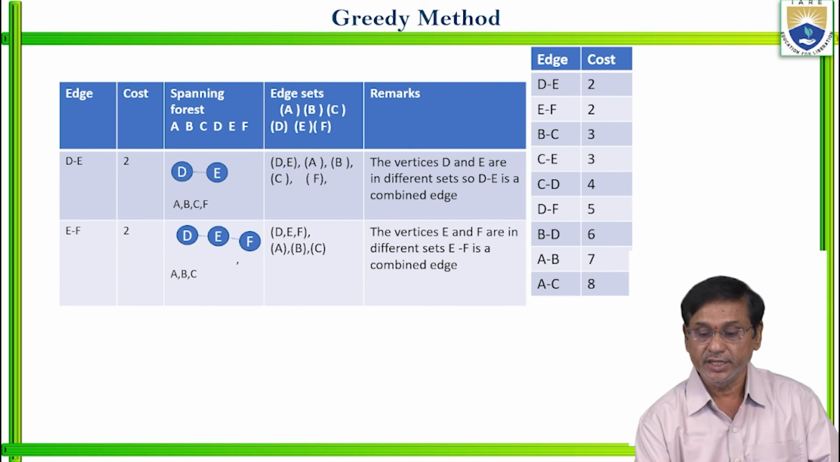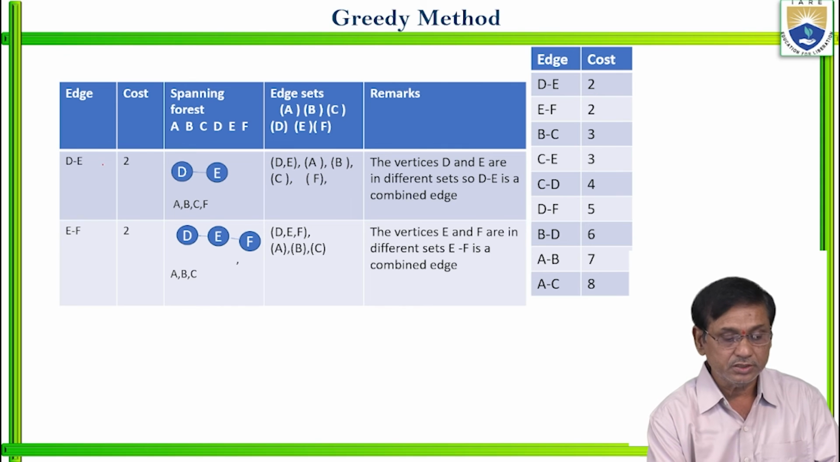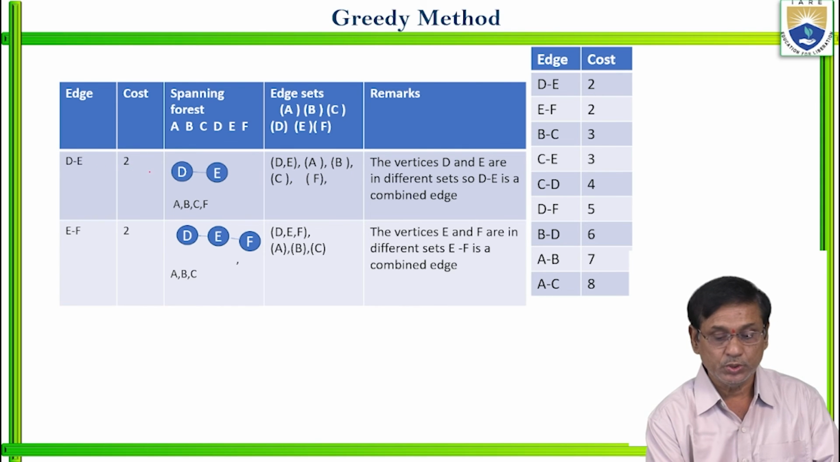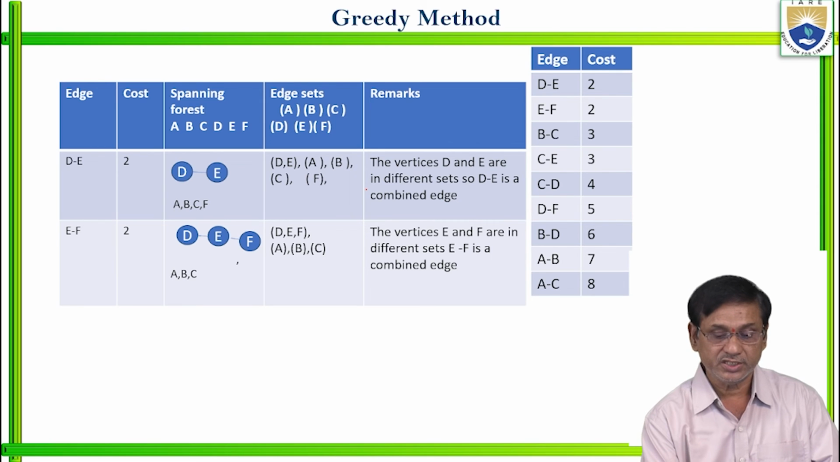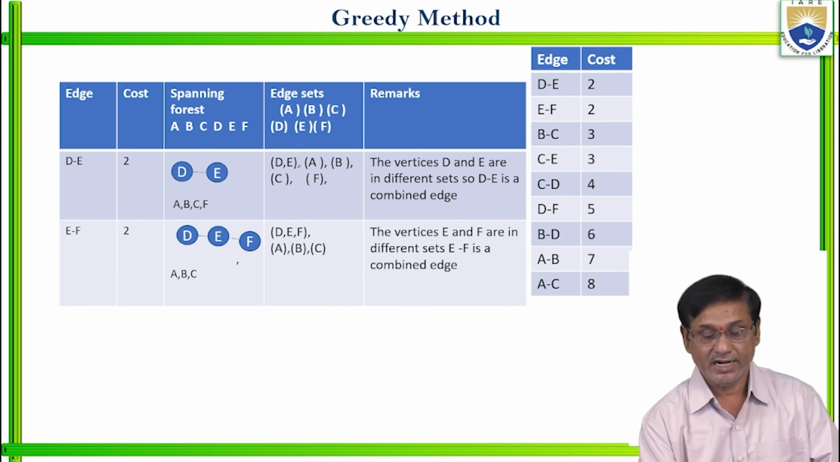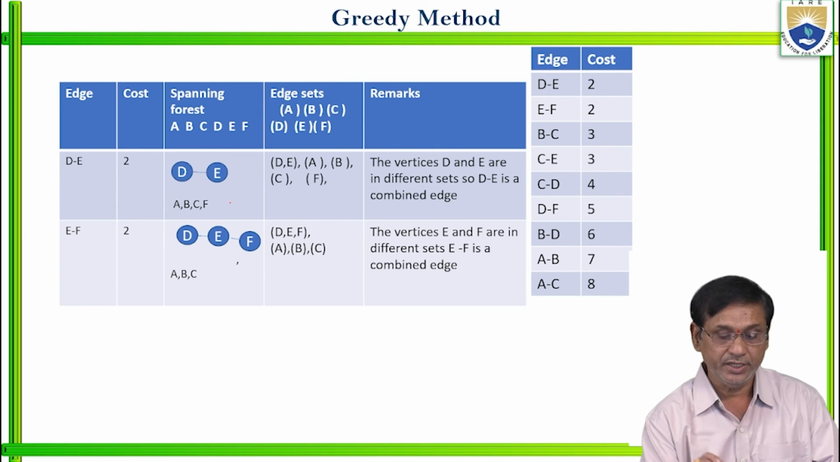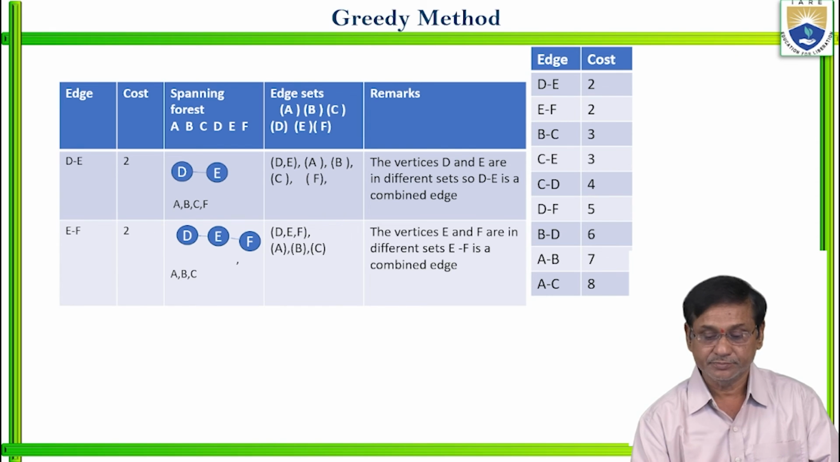First is DE. The cost is only 2. Now you see the vertices D and E are in different sets. So DE is a combined edge. This indicates that the edge DE is connected, and the vertices A, B, C and F have to be connected.